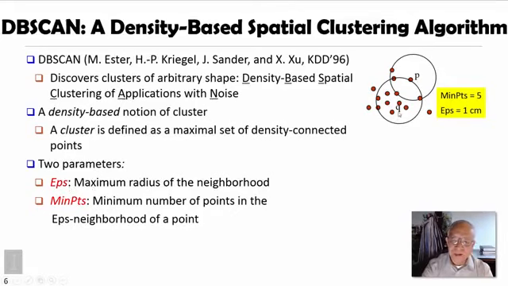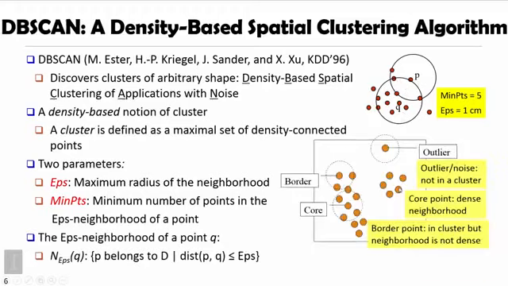That simply says if you have a point Q using the radius epsilon, suppose it's 1 cm, you want to find how many points are included in Q's disk. The other parameter is the minimum number of points in the epsilon neighborhood of a point. For example, you can define minimum points as P, then this Q for sure is quite dense because it contains like 11 points within its radius.